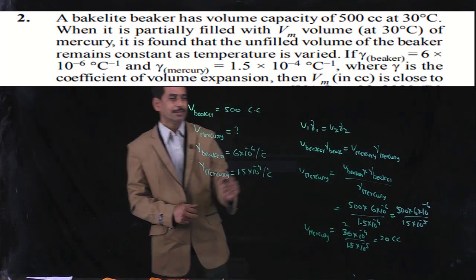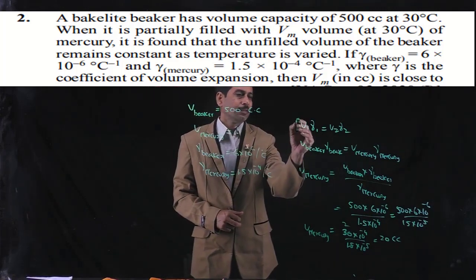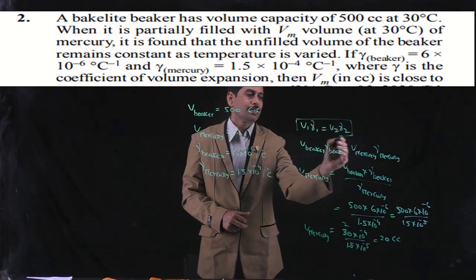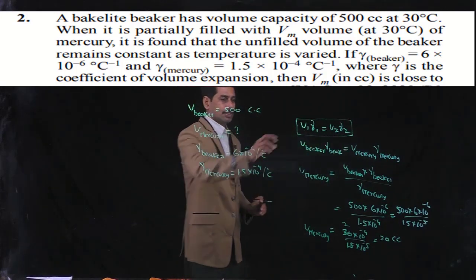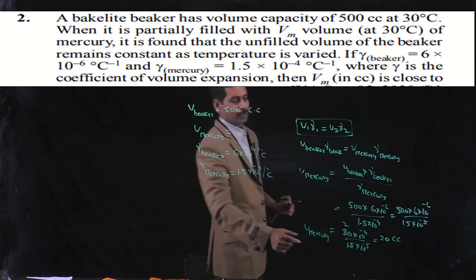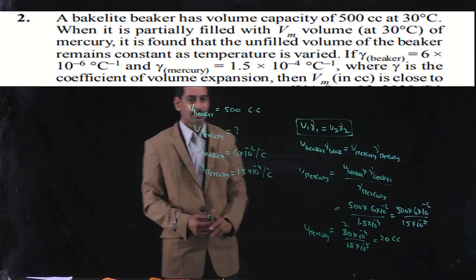So here the condition is to keep the volume remains constant, V1 gamma 1 must be equal to V2 gamma 2. By using this we can find the volume of the mercury. We get it as 20 cc.